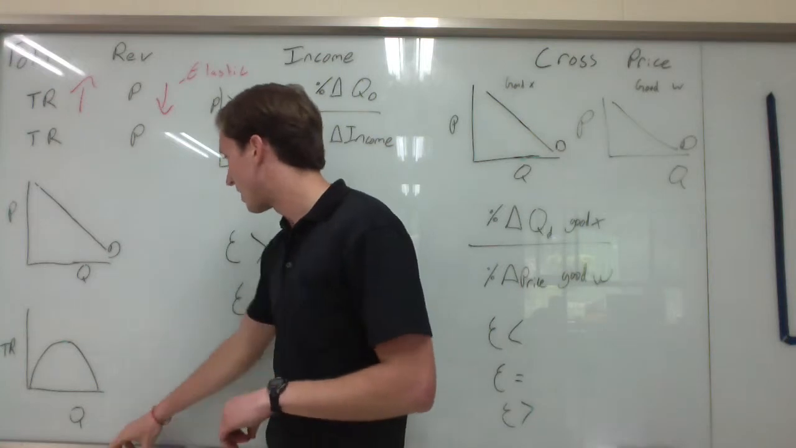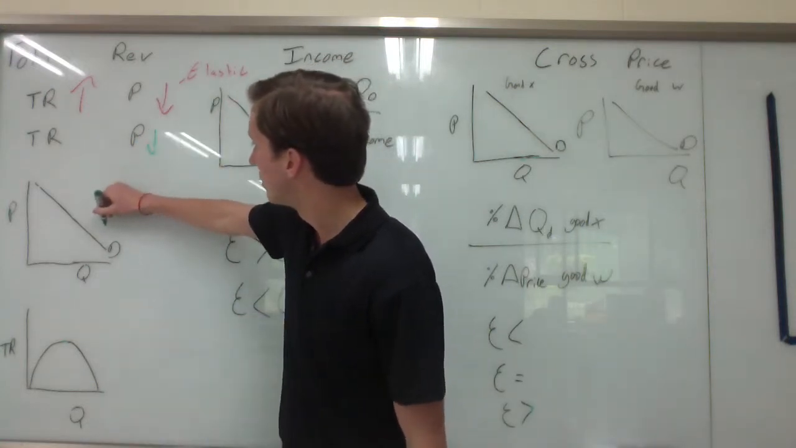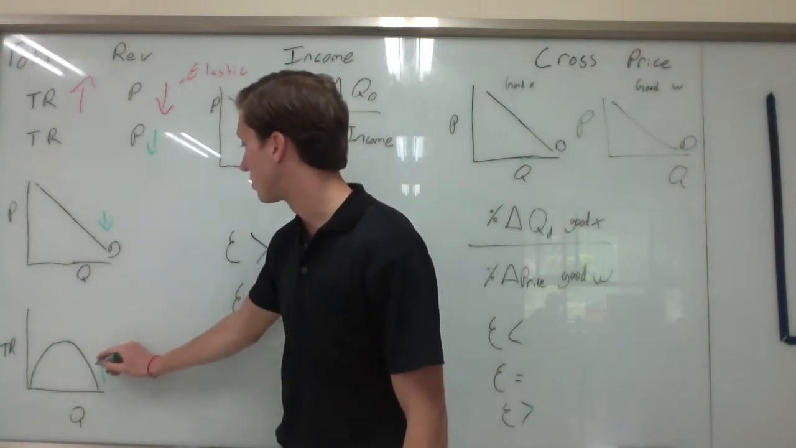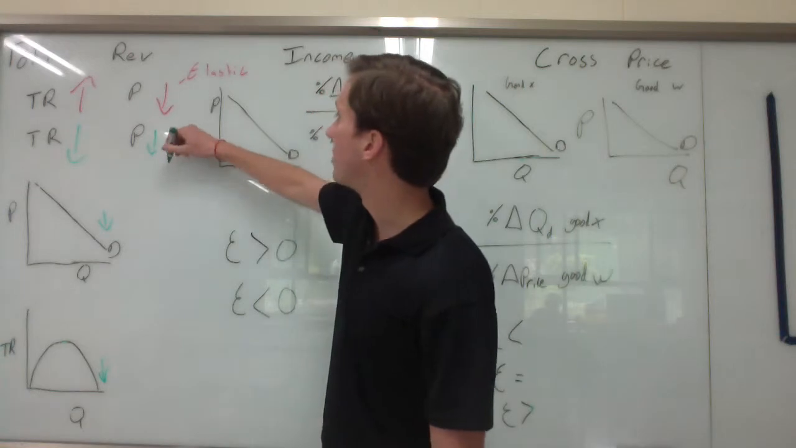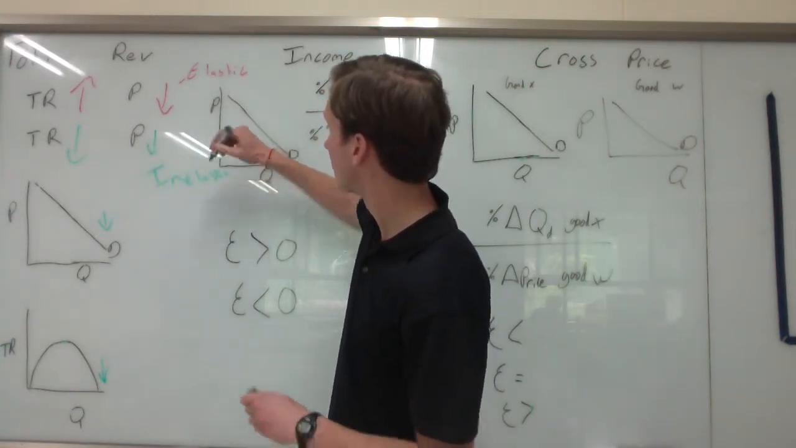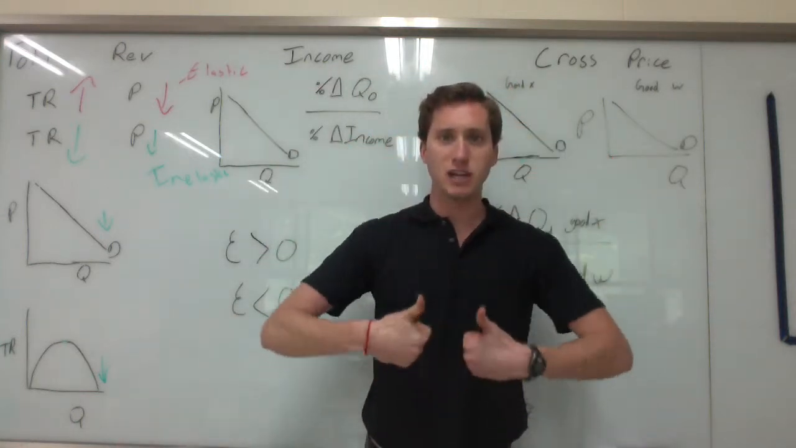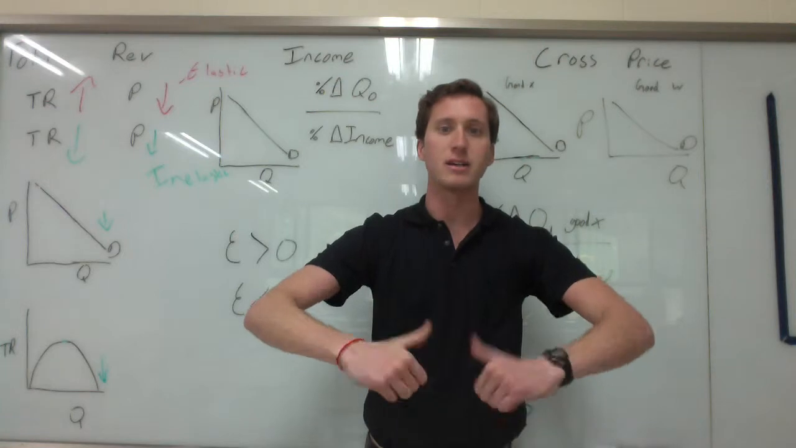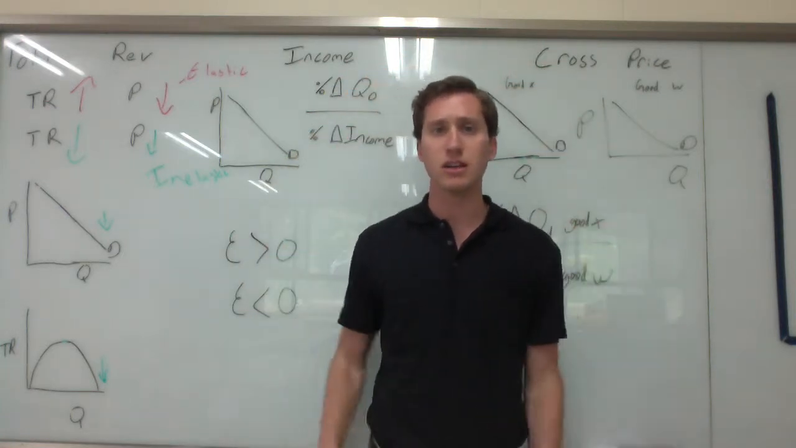Now, if they're going in the same direction, so if price is decreasing, like down here, and total revenue is also decreasing, then that good is considered inelastic. I like to think of this in terms of going in the same direction. It kind of looks like an eye almost. Going eye up or eye down, same direction, inelastic. Opposite directions, it's considered elastic.